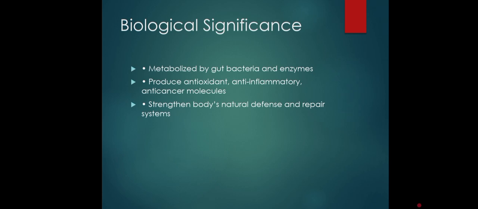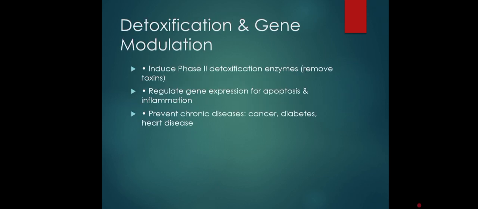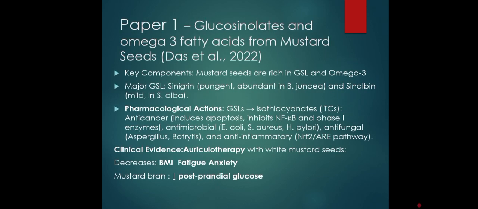After understanding their chemistry and biological roles, let's now move towards some recent studies that explored the glucosinolates in different crops. Here is paper number one. This paper highlights mustard seeds as a rich natural source of both glucosinolates and omega 3 fatty acids.